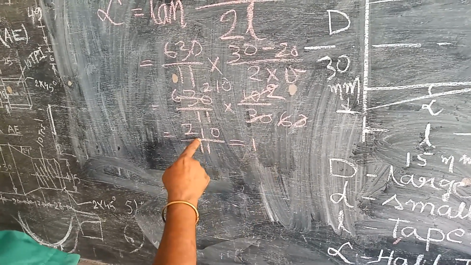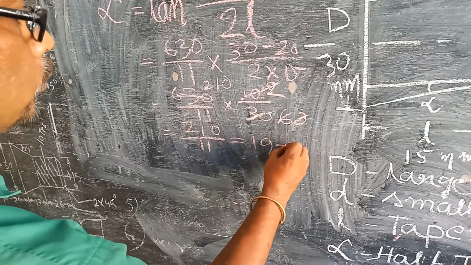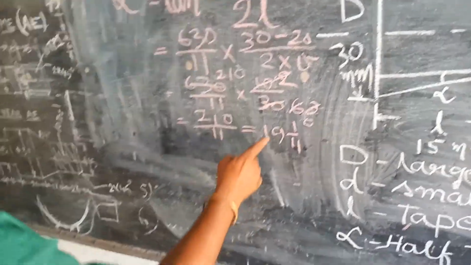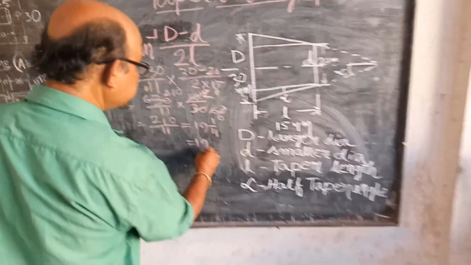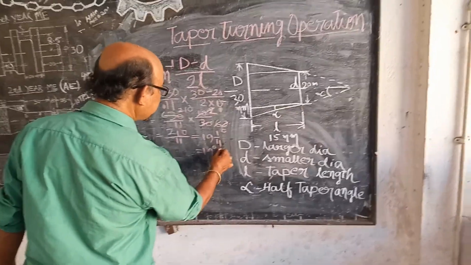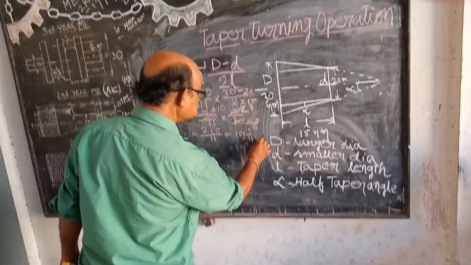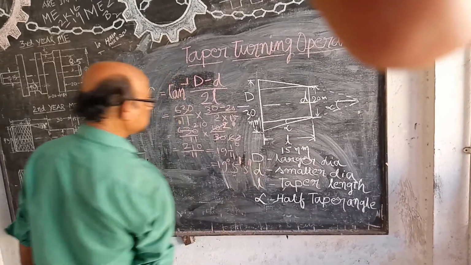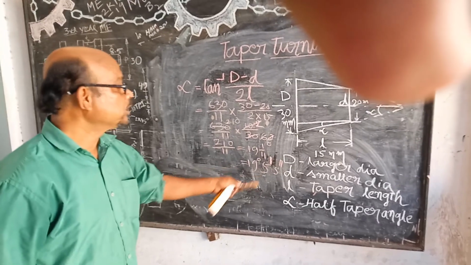11 ones are 11, 0, 11, 19 degree, and 1 by 11. This means 19 degree and 5 minutes. After multiplying it by 60, we will get 5 minutes and some 5 seconds. The half taper angle is found to be 19 degree 5 minutes 5 seconds.